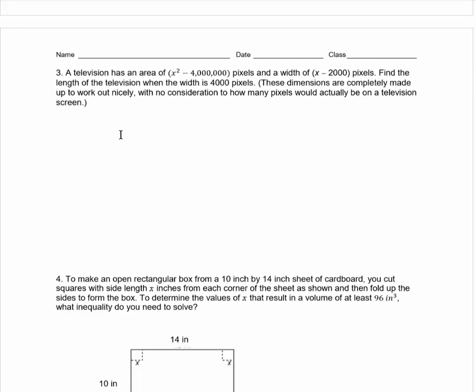So they give us the area and the width. Here's our area. And they give us the width. I don't need these parentheses here. That was silly. They also tell us, though, that this is 4,000 pixels. So there's a couple different ways we could go about this. We could divide the area and the width, and that would give us length, and then use the 4,000 somehow.